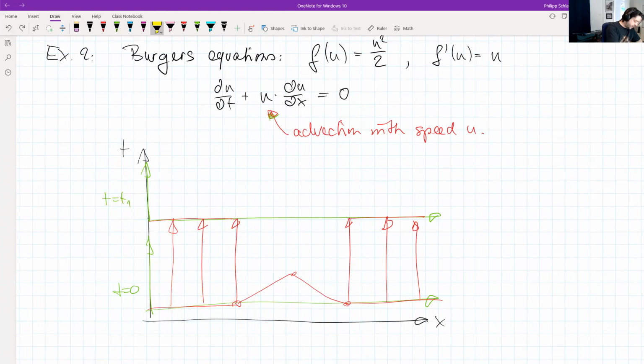So that means what we have already understood for now is that the new solution at t1 for that bit and that bit would be 0.